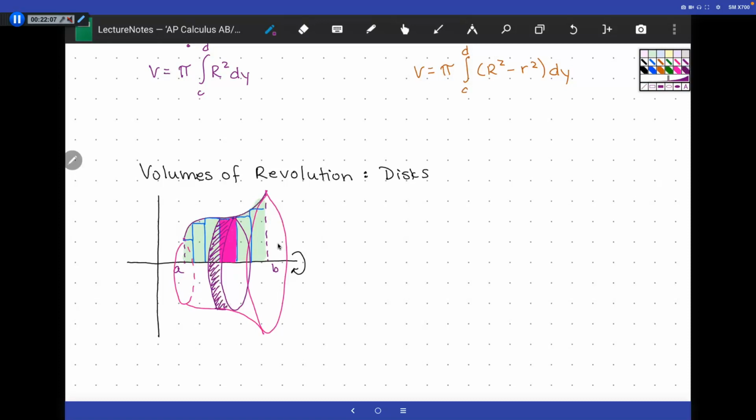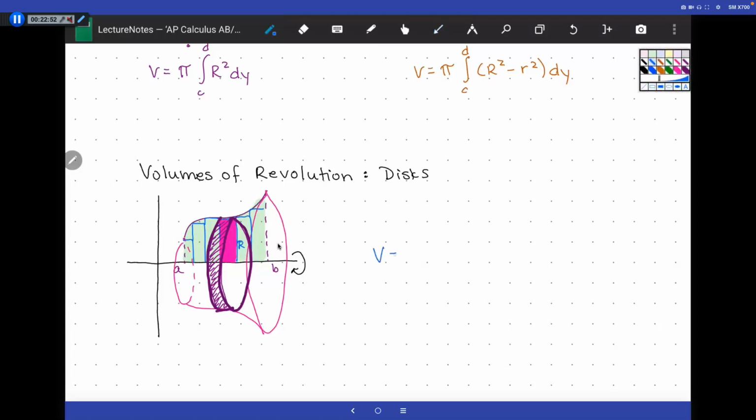Maybe it'll show it better thicker. So there's our disk. And then we can see that the radius is measured from the axis of rotation to the end of the rectangle. So the length of the rectangle is going to give you the radius. In this case, it would be a top minus bottom problem because it's going vertically. If it was horizontal, it would be right minus left.